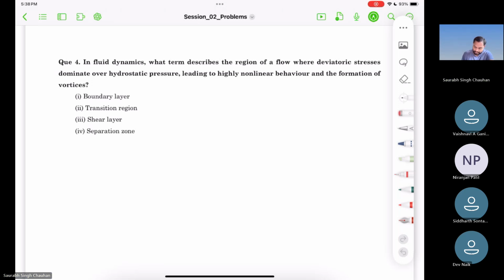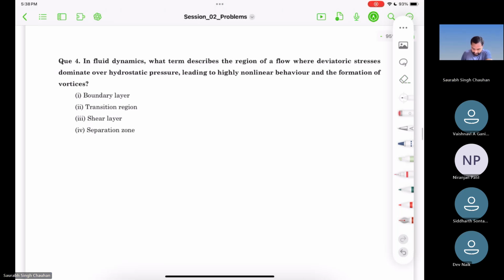Okay. So this deviatoric stress and hydrostatic pressure has been discussed in the lecture. If you have not gone through that, please go through the lectures. If you have any doubt, then please ask. Okay. We will try to solve. I will try to repeat it for your revision.